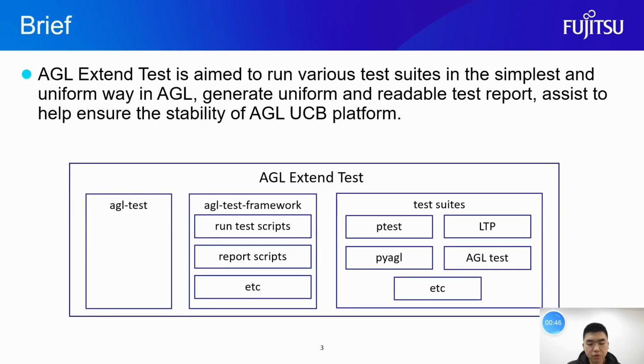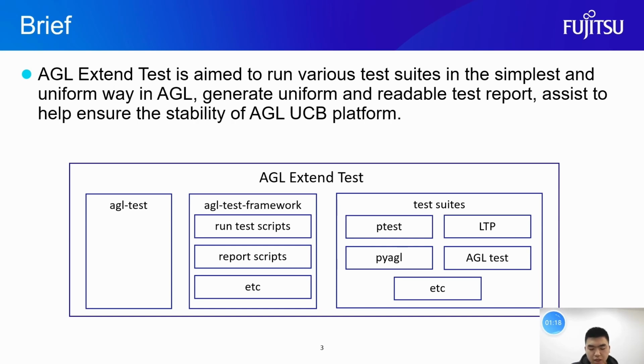Let's take a brief look into the AGL Extend Test. The goal of this project is to run a variety of tests in a simple and uniform way, and to generate a test report in a uniform format that is easy for users to read and understand. This project can test the stability and robustness of AGL and assist to ensure the stability of AGL unified code base.